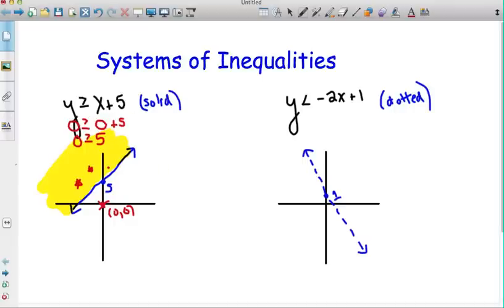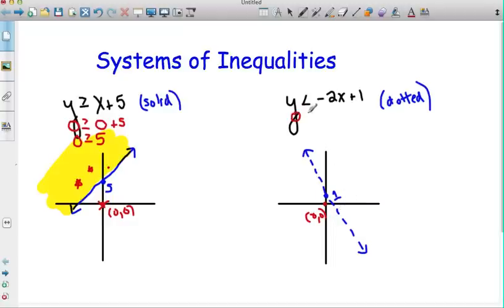Let's try this other one over here. I'm going to use a different color, green. Well, actually red first. Let's try 0, 0 and see if it's true on this one. So I'm going to try 0, 0. Again, you could choose any point below or a point above. We're just simply finding out whether it's a solution or not.